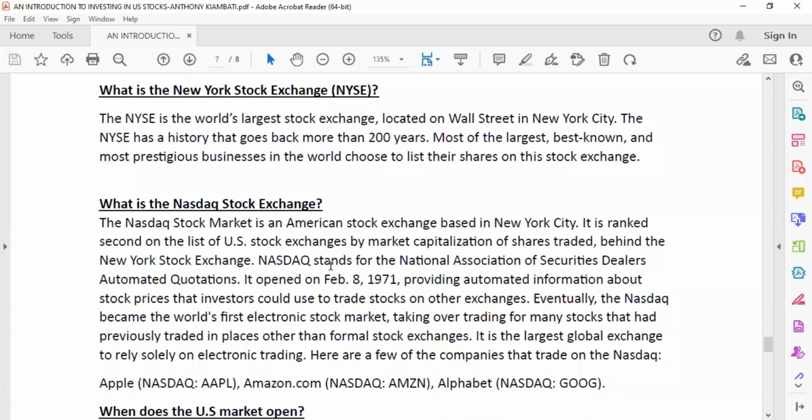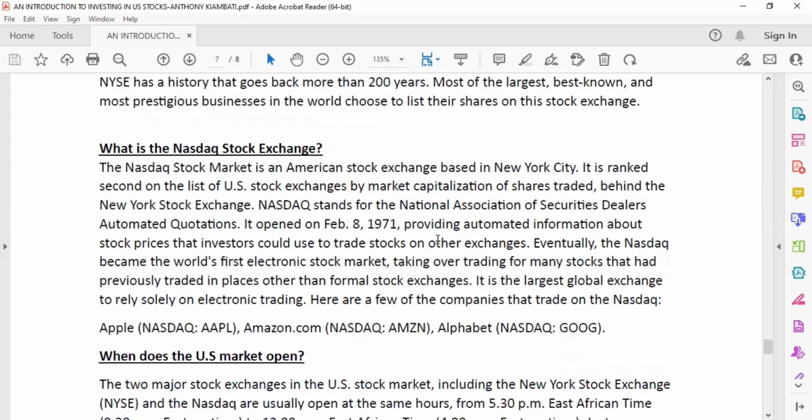And the NASDAQ started providing automated information about stock prices that investors could use in 1971. But what happened is that eventually it became the world's first electronic stock market, taking over trading for many stocks that had previously traded in places other than a formal stock exchange.